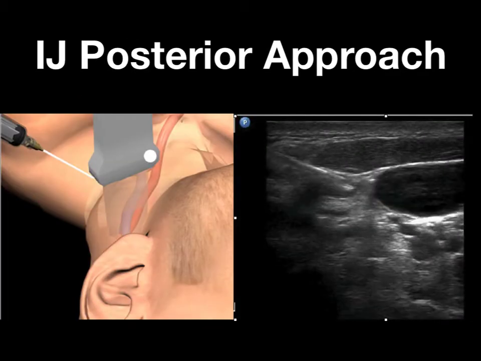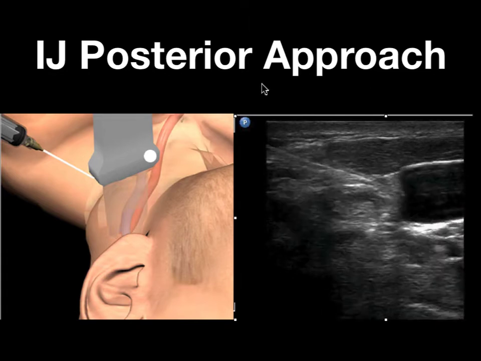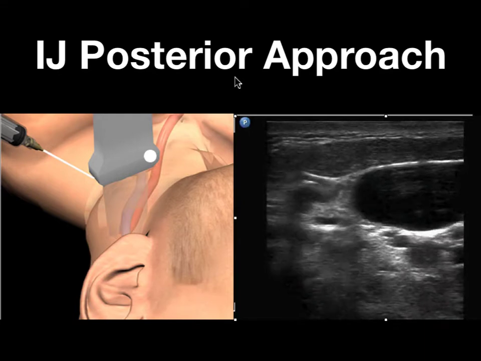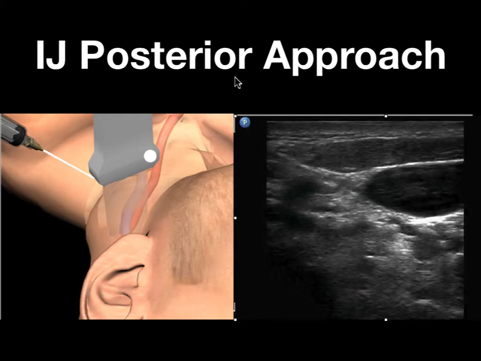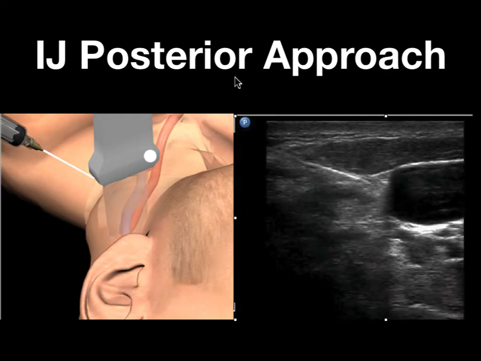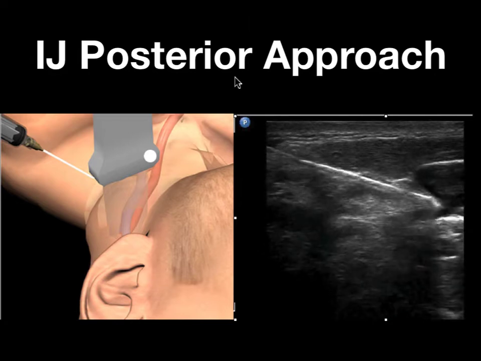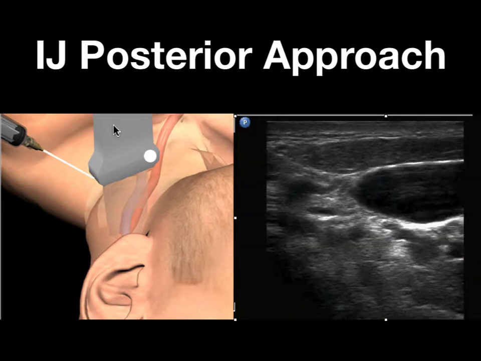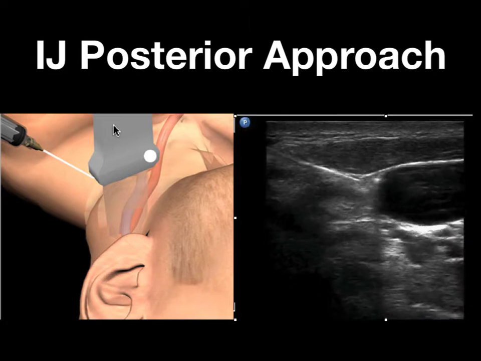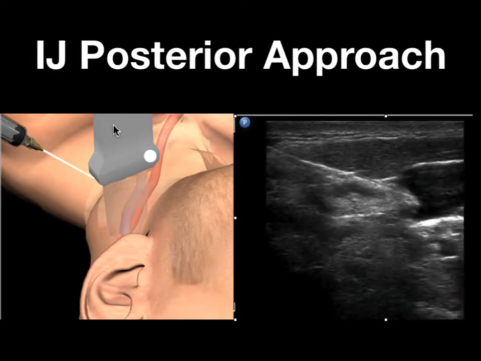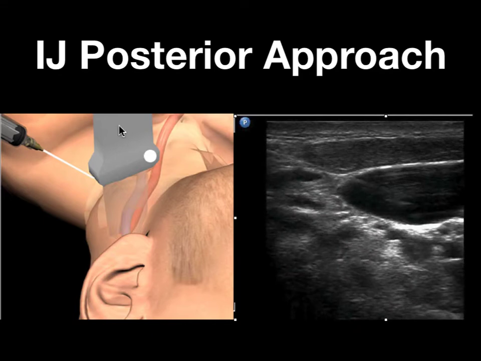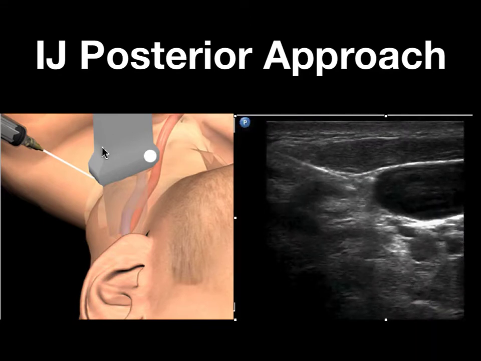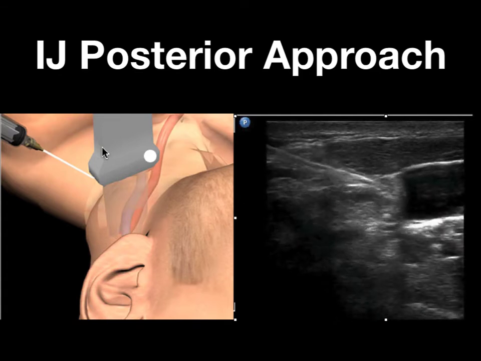Here we have an in-plane oblique axis approach, or the posterior approach to the internal jugular vein. This is the one that I like to perform. And the way that this can be performed is you place the transducer on the neck just above the clavicle in a short axis plane. You bring the lateral border of the transducer up in a cephalad rotation about 30 degrees.